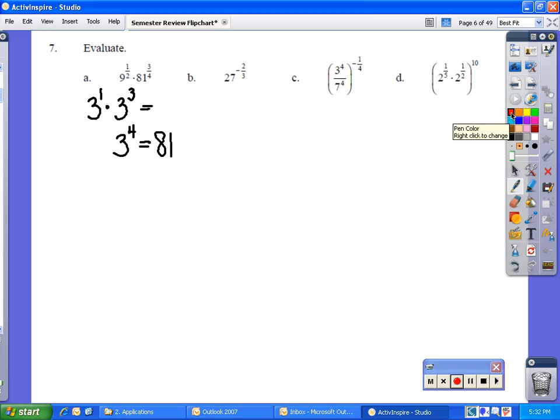Notice in part B that we have a negative exponent. And remember, a negative exponent does not give us a negative answer. Instead, it gives us a reciprocal. So we're really doing 1 over 27 to the positive 2/3. Again, when you're raising a number to a fractional exponent, the denominator is really the index to your radical. So what we're really doing here is the 3rd root of 27, which is 3, and we're raising that to the 2nd power, which gives us 1 over 9, or 1/9.